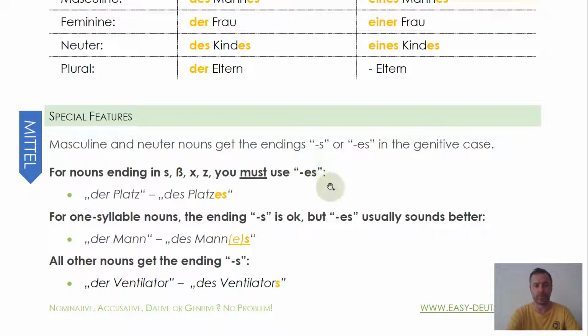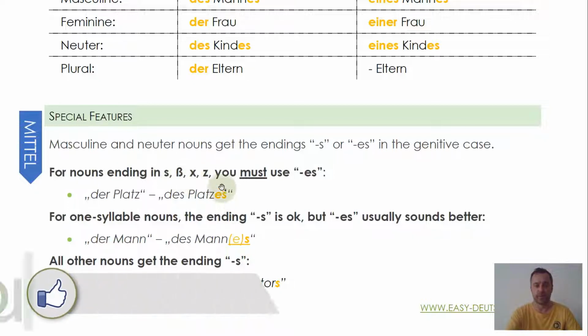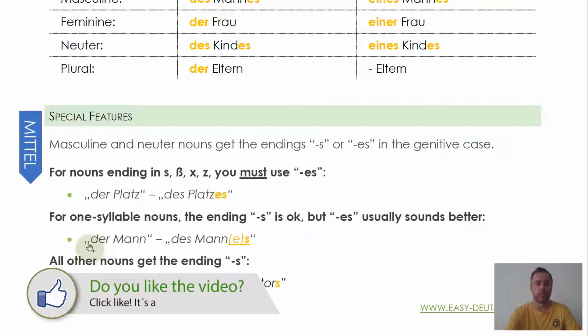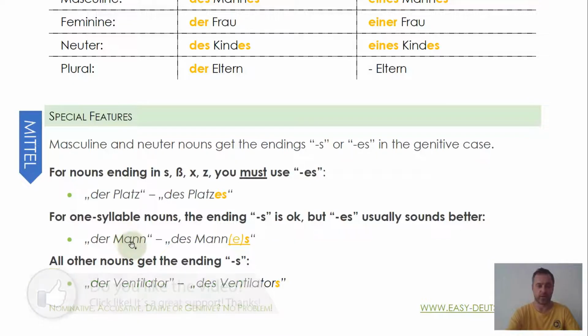That's where you have to use the ES. And those ones, they all sound like the S at the end, somehow at least. So we have to add an extra E. And then we have one syllable nouns. One syllable means there's just one vowel in there. So there's just one A, E, I, O, or U. And then you usually use ES because it sounds better. But only S is also okay.